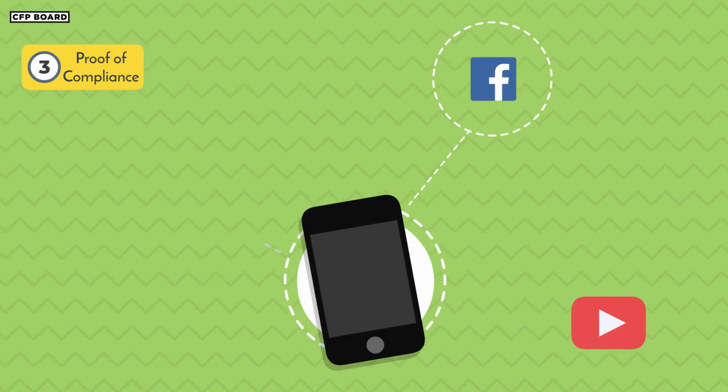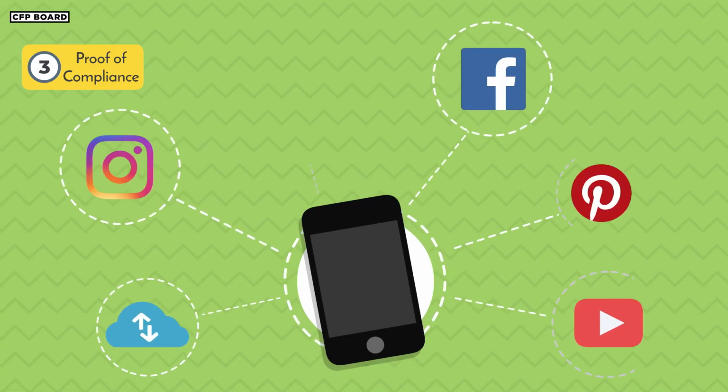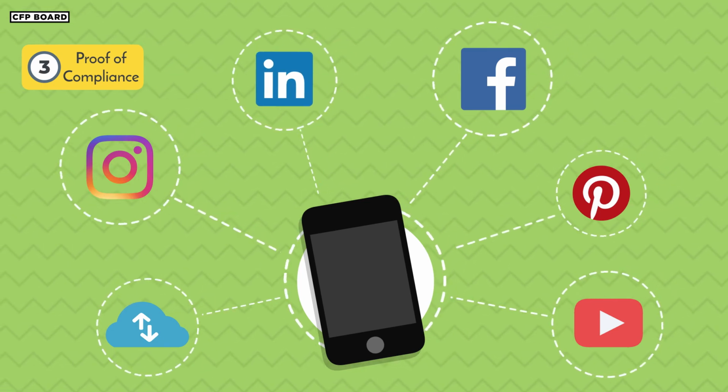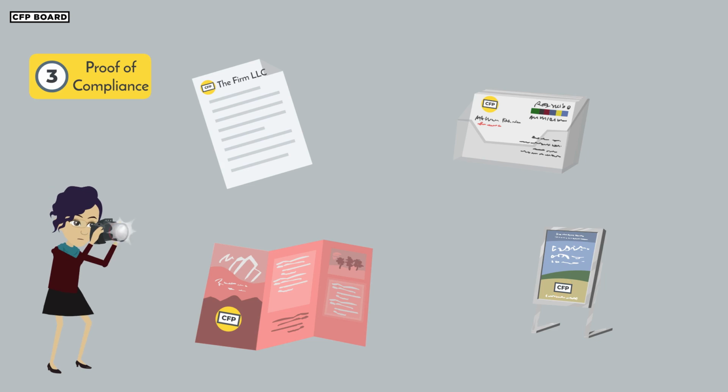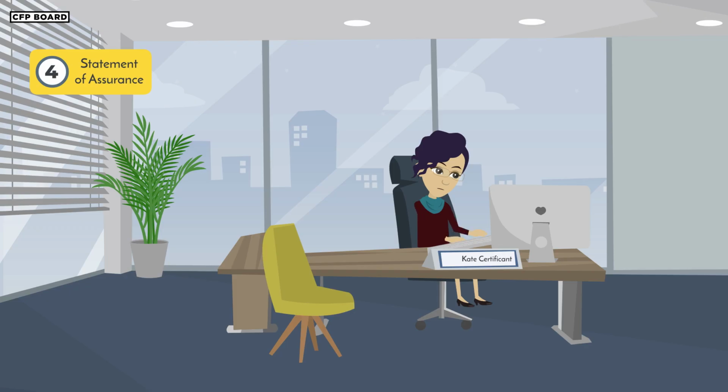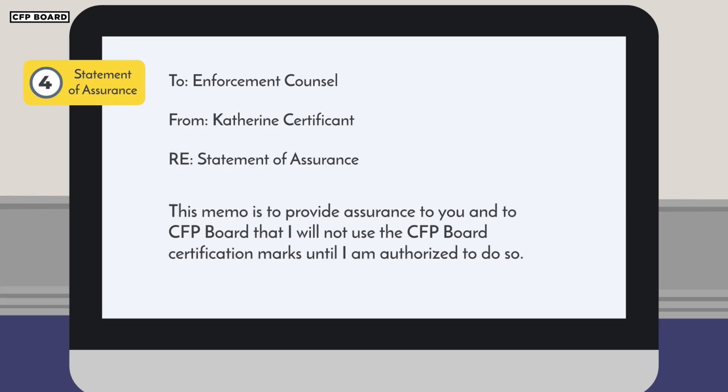This proof will include screenshots of relevant business websites and social media accounts, including third-party financial advisor listings, and photos of signage, business cards, letterhead, and other marketing materials. Fourth, you must provide Enforcement Counsel a statement of assurance that you won't use the CFP Board certification marks in the future unless you're authorized to do so.